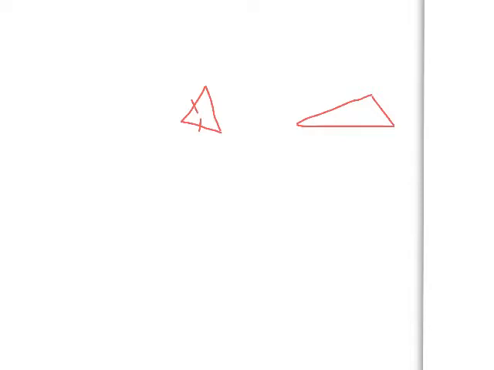Okay, so now you understand how to name triangles based on two names, okay? That's all I was really trying to get at.